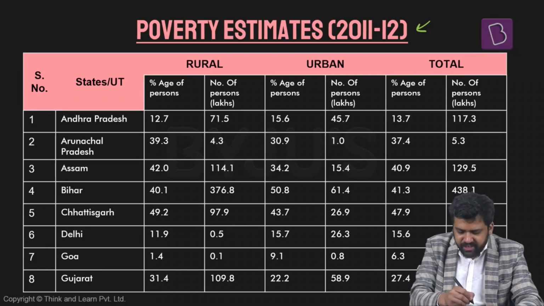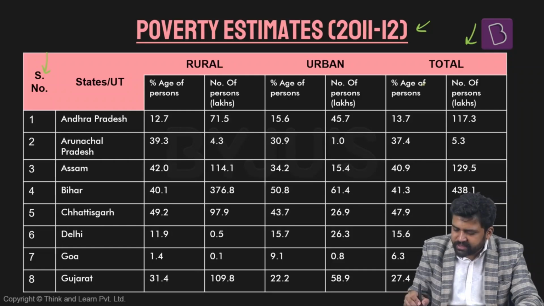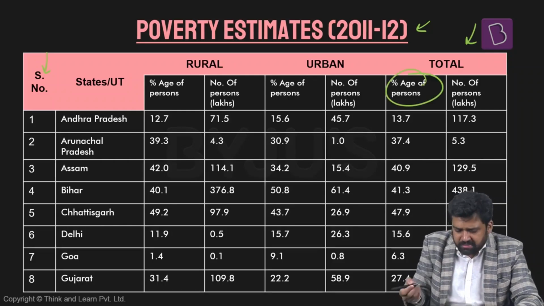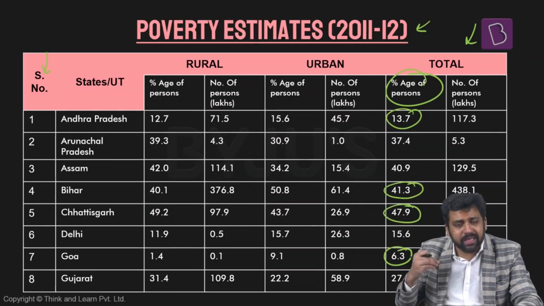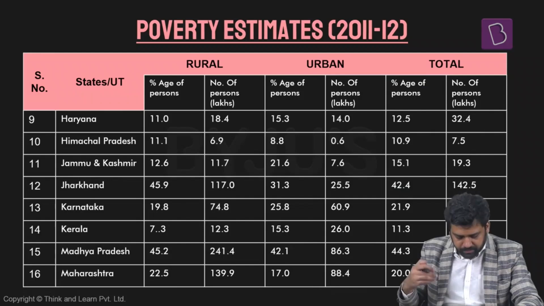Right? I'll just show you one thing. These are different states you can see, and this is the percentage of poverty. Right? These are states, and again, you can see Andhra Pradesh, 13.7% was the extent of poverty. Right? But places like Bihar, it's 41.3%. Places like Chhattisgarh, it's 47.9%. Goa, it's just 6.3%. So this gives you an idea how some states have a massive amount of poverty, right? And some states the poverty numbers will be less.